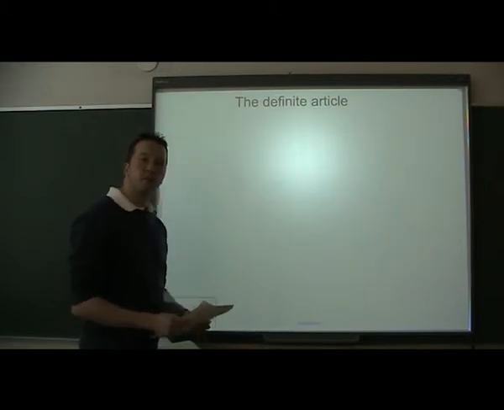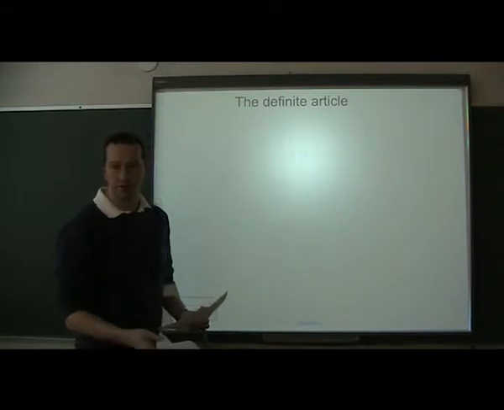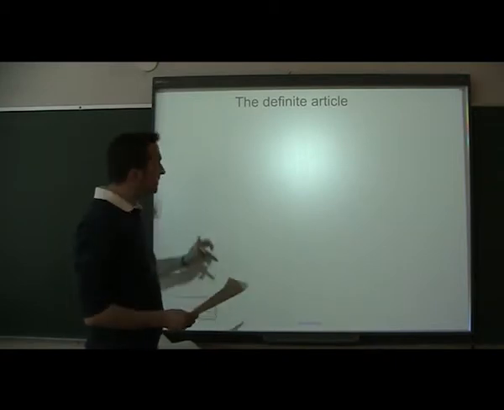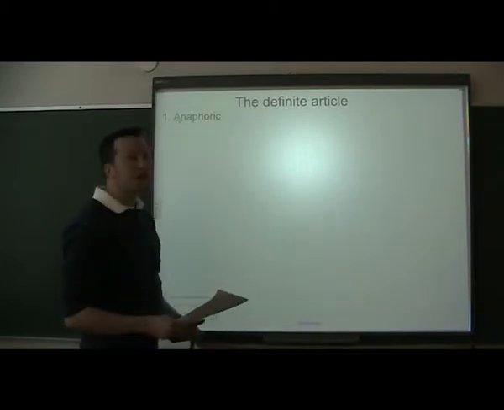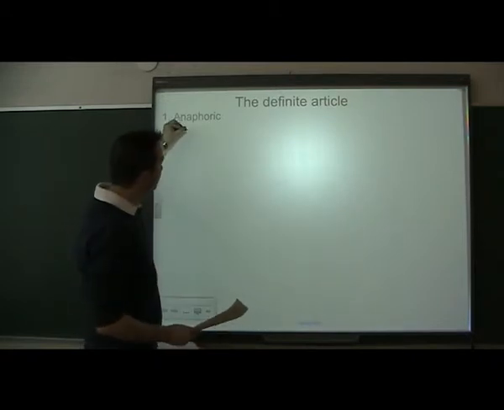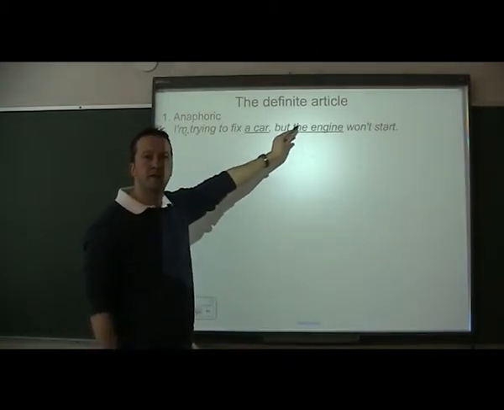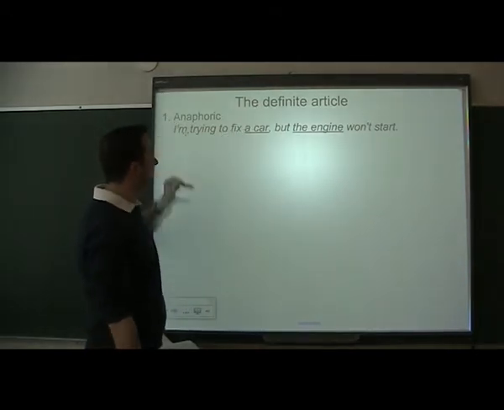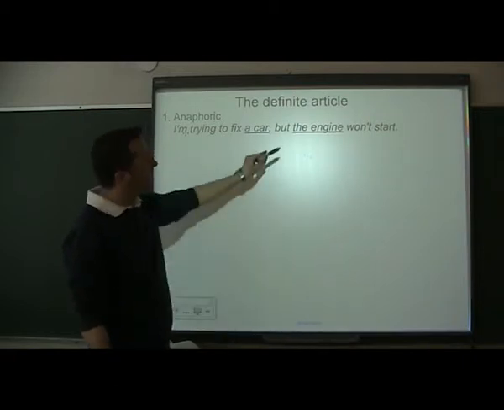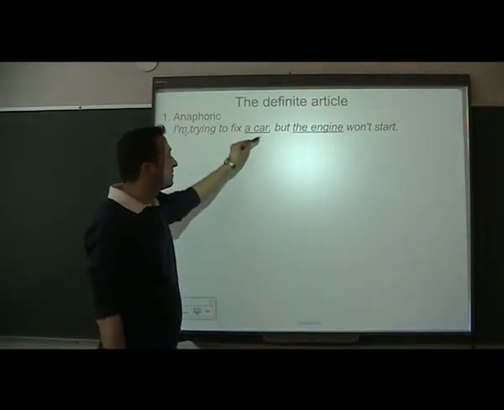The definite article tells us that the referent is known for the reader or the listener. There are several reasons for why it can be known, and the first of these is anaphoric. Anaphoric reference means that we use the definite article when we refer to something that was mentioned earlier. As in, I'm trying to fix a car, but the engine won't start. Here we use the definite article the, because we are referring to that particular car.